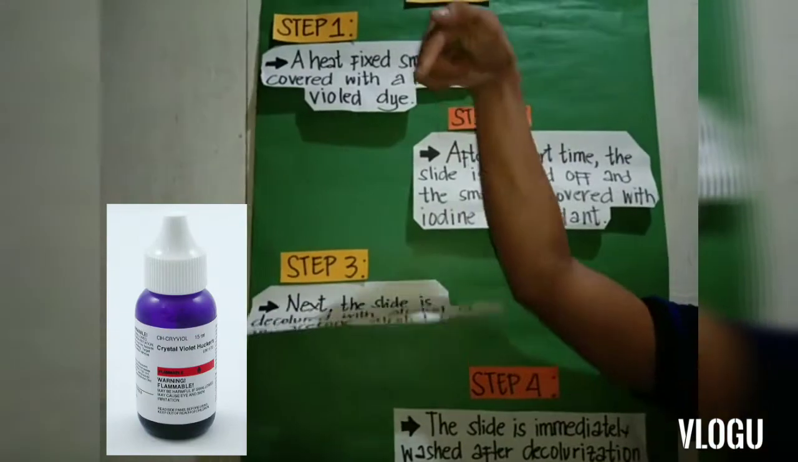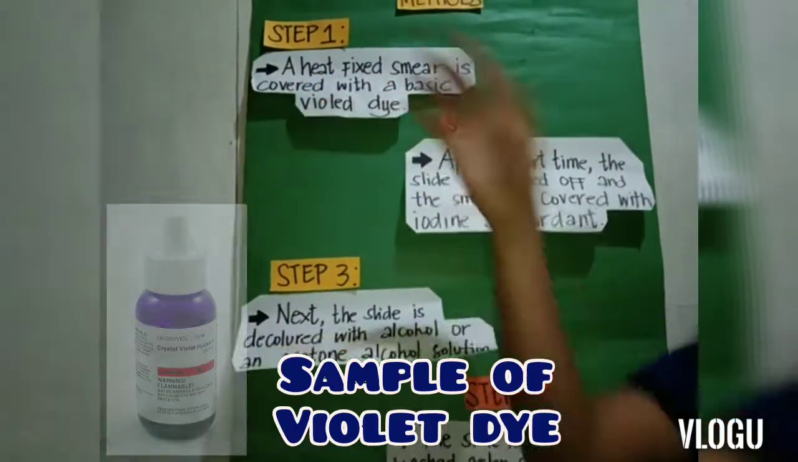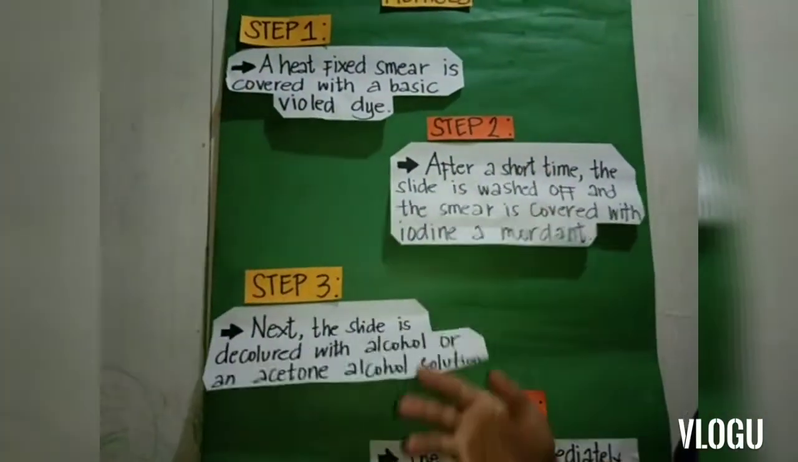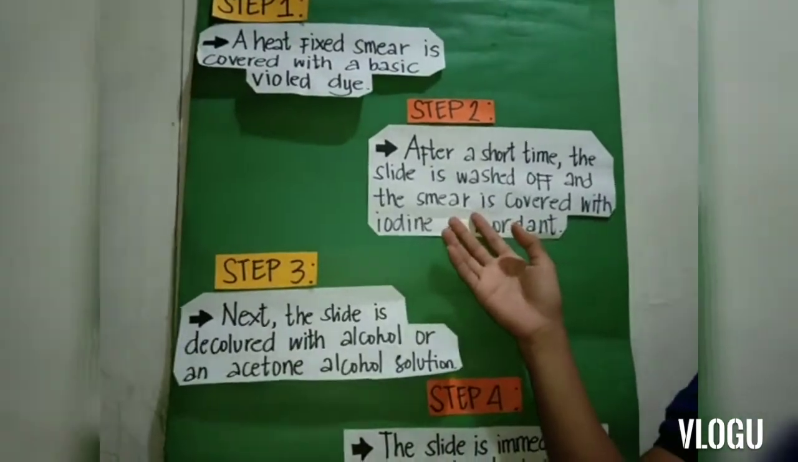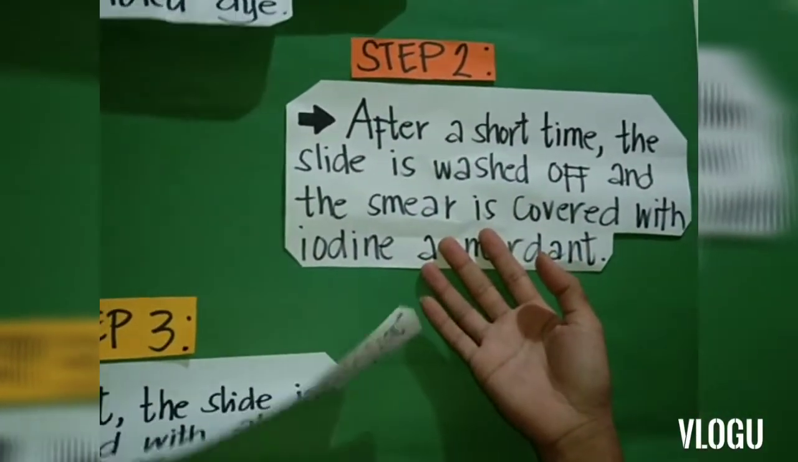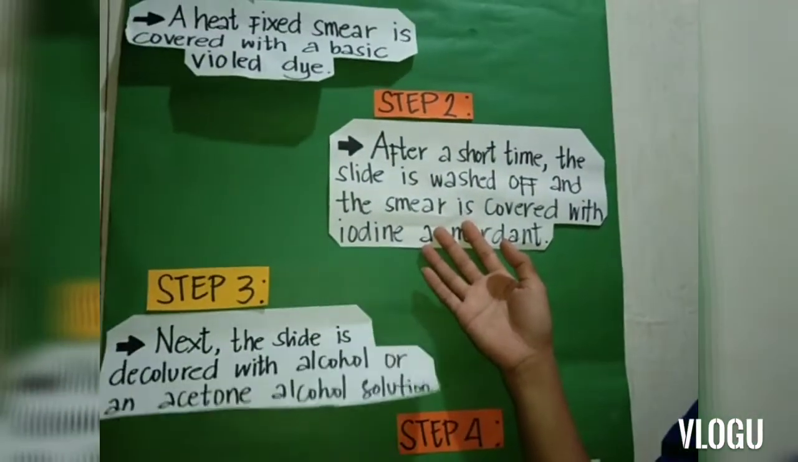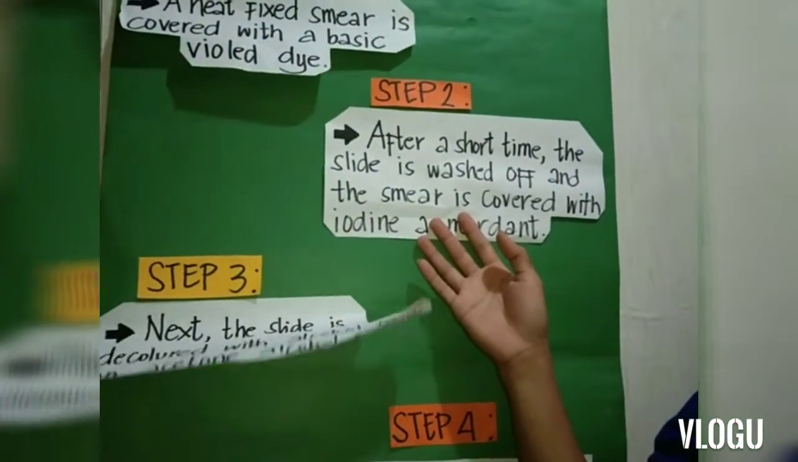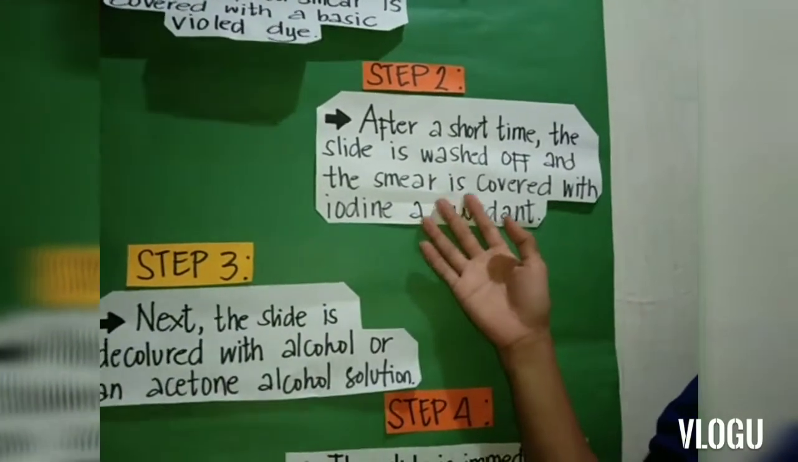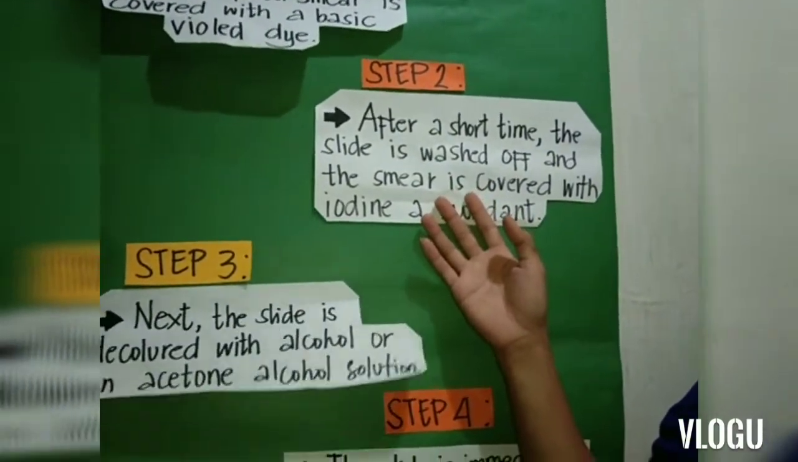Class, I will show a picture here so that you can really see it. So we proceed to step 2. After a short time, the slide is washed off and the smear is covered with iodine, a mordant. At this stage both gram-positive and gram-negative bacteria appear dark violet.